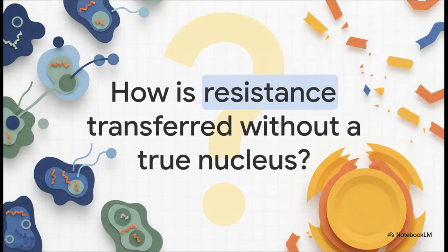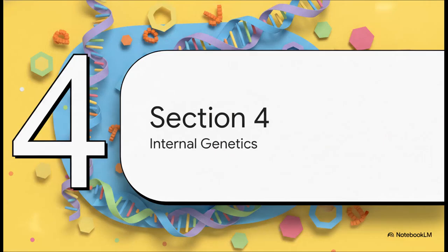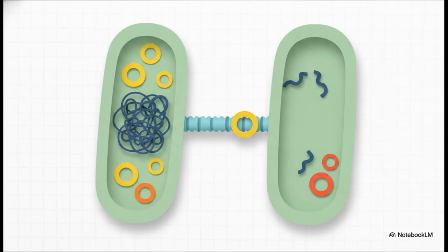Now, mentioning conjugation brings up a really fascinating biological and, quite frankly, clinical problem. If bacterial cells lack a membrane-bound nucleus to carefully organize their genetics, how on earth do they manage to so rapidly transfer resistance mechanisms to one another and survive our best antibiotics? Section 4. The internal genetic machinery. The answer to that question lies deep within the cytoplasm.